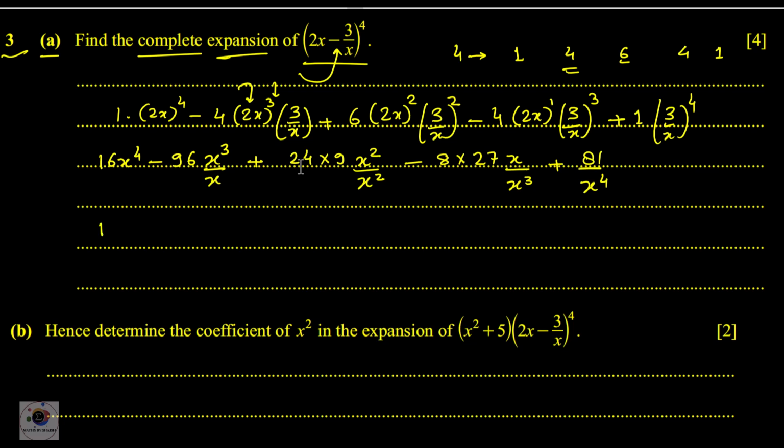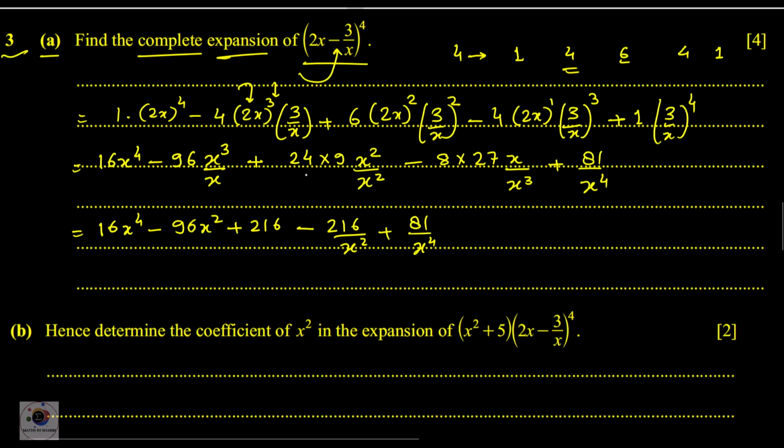It is going to be 16x to the power 4 minus 96x squared plus 24 into 9, 216, and this x squared got cancelled with x squared, so it is like a constant coefficient. And then 8 into 27, that is also the same as 216, and if we cancel with this, we will get denominator as x squared, and plus 81 over x to the power 4. So that's the final expansion of (2x minus 3 over x) to the power 4.